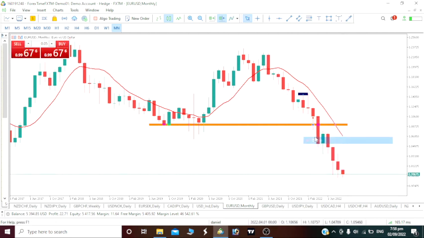That is to say that on monthly time frame, if we are to trade it on monthly time frame, we should actually look to short this our Euro USD. Look for a way to actually short this Euro USD.